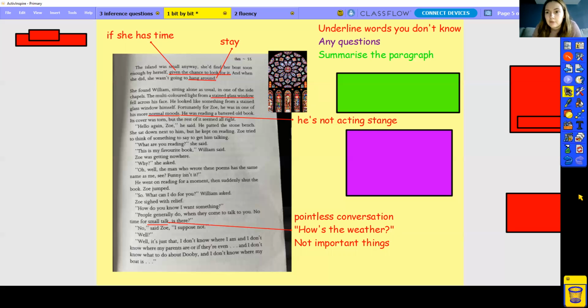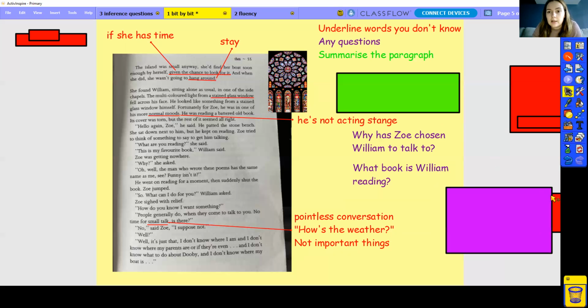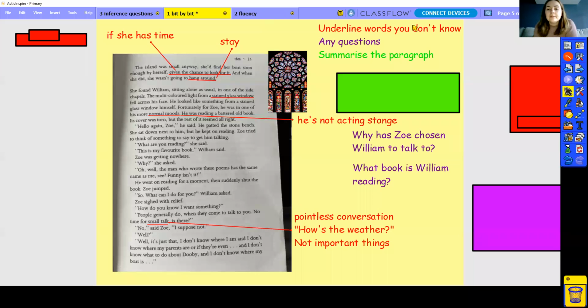So I did put together a few little questions. I don't know what yours are, but these are the questions that I've put together. Why has Zoe chosen William to talk to? That's one of the questions I thought of. And when I think about it now, I can almost answer it myself anyway.